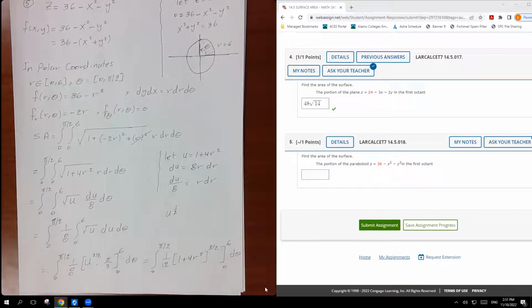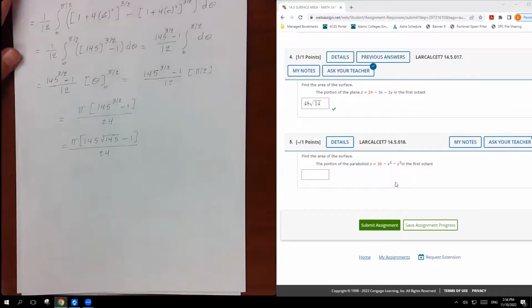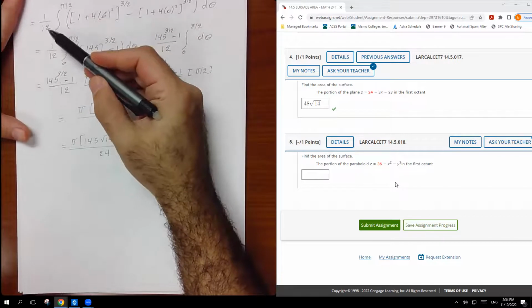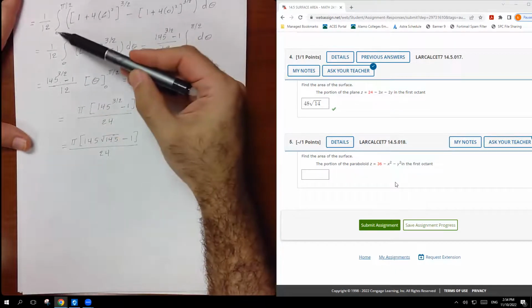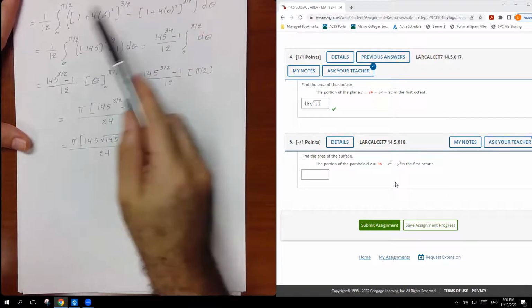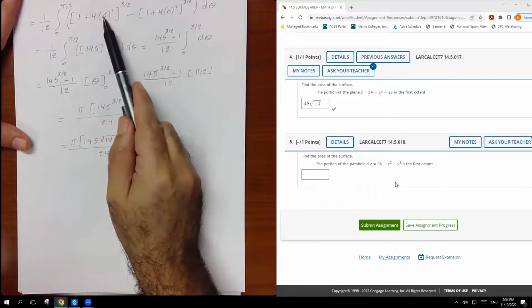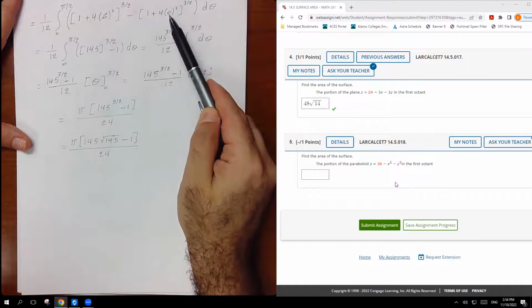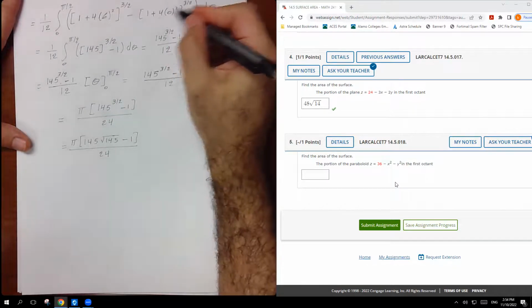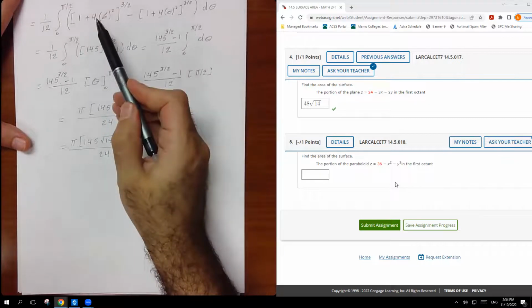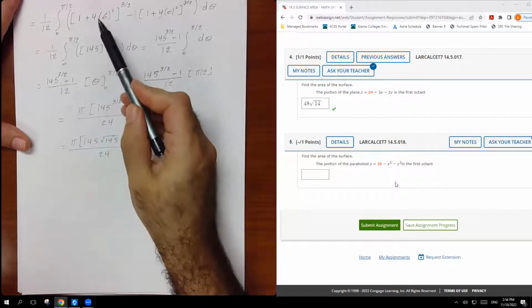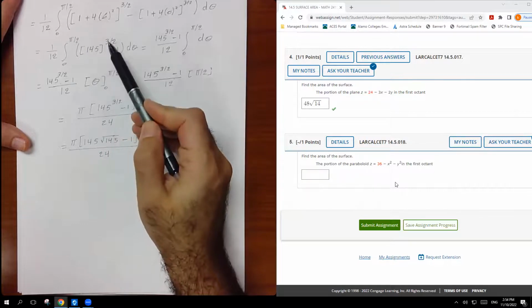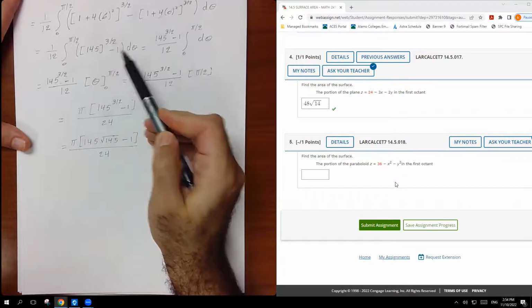Let's keep going. So 1 over 12, I'm going to take it out because it's constant, with theta from 0 to pi over 2. We plug in 6: 1 plus 4 times 6 squared to the power 3 over 2, minus 1 plus 4 times 0 squared, which is just 1. So 36 times 4 is 144, plus 1 is 145, to the power 3 over 2 minus 1, d theta.